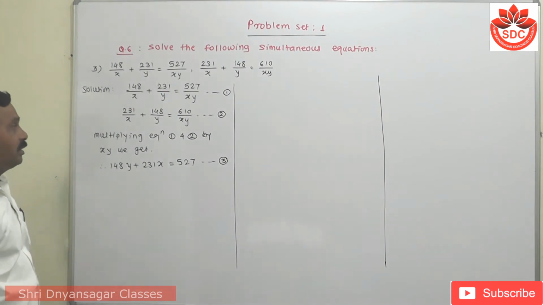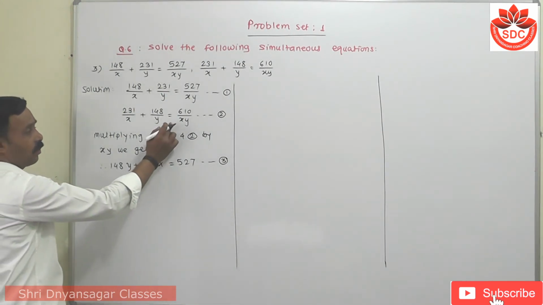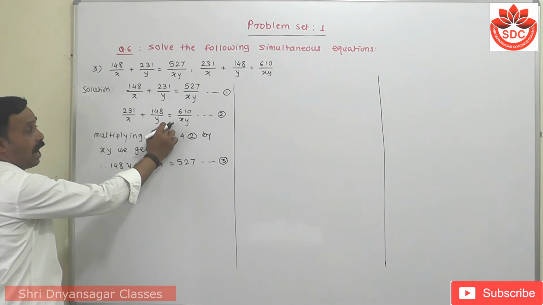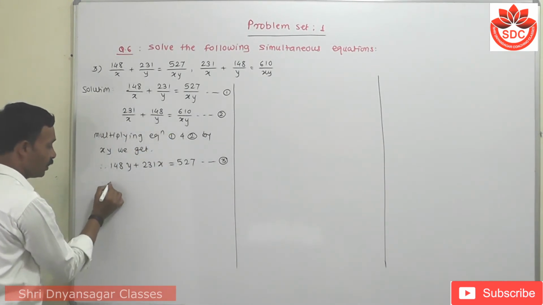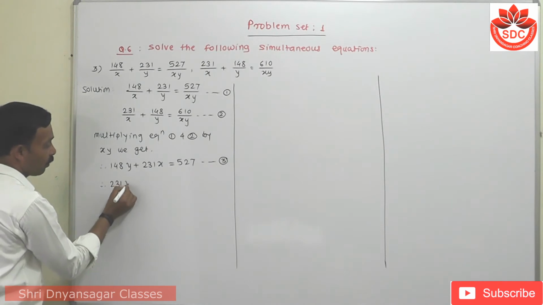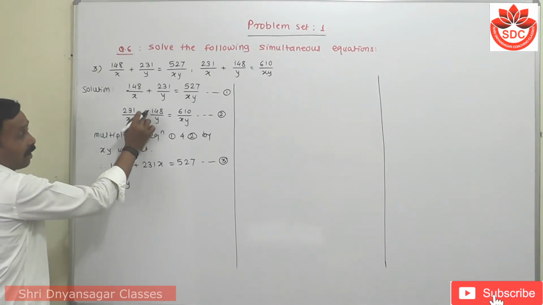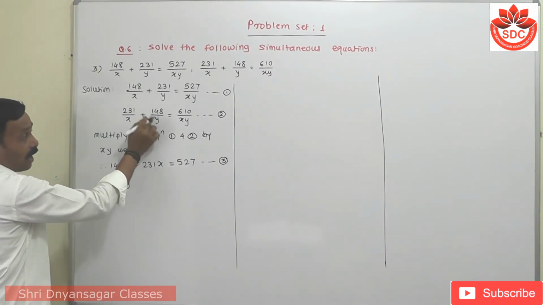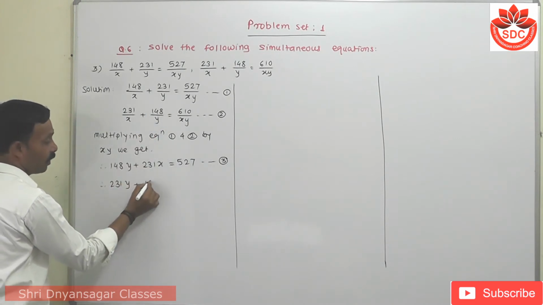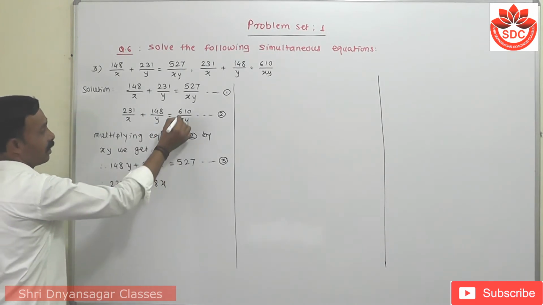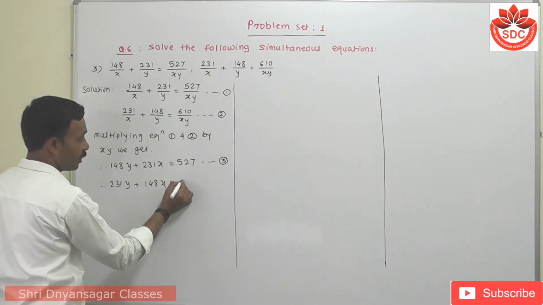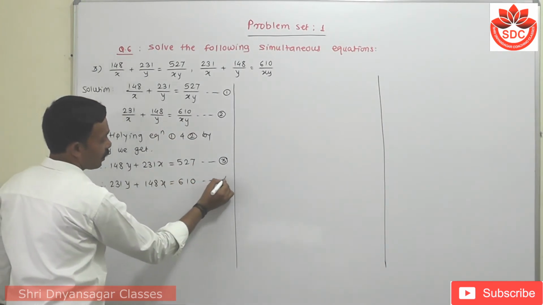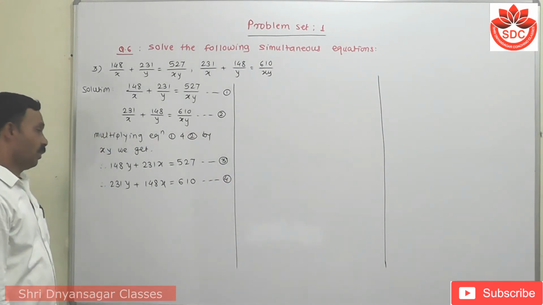Can you understand this? Then the next step is that you also have to multiply the second equation by xy in each term, so that x gets cancelled. It means that the first one is 231y. Here is y and xy, so y cancels, so what remains is 148x is equal to, and here also xy and xy cancel, so it becomes 610. Suppose this is equation number 4.